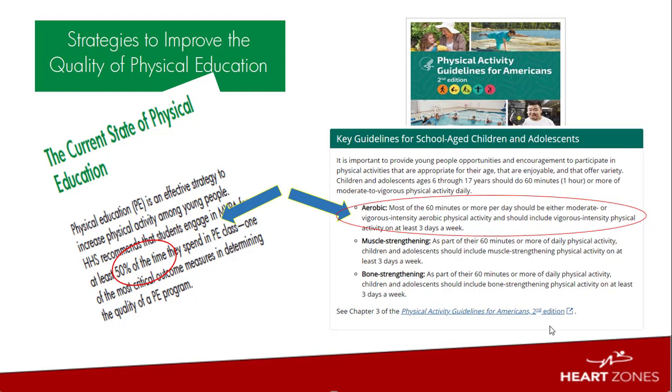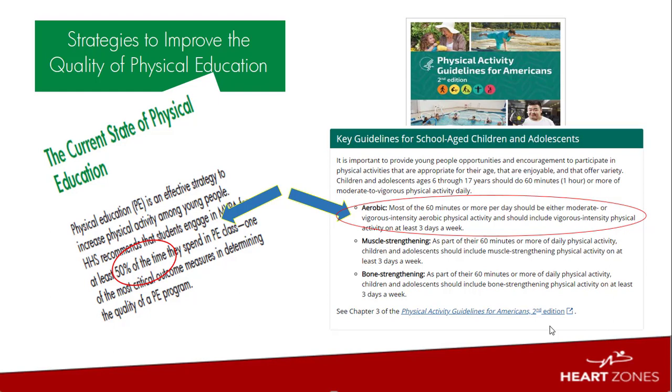Specifically, that 50% of a class time, of the time that a student spends in class, should be spent in moderate to vigorous physical activity. There it is, moderate to vigorous physical activity. And how do we measure that?